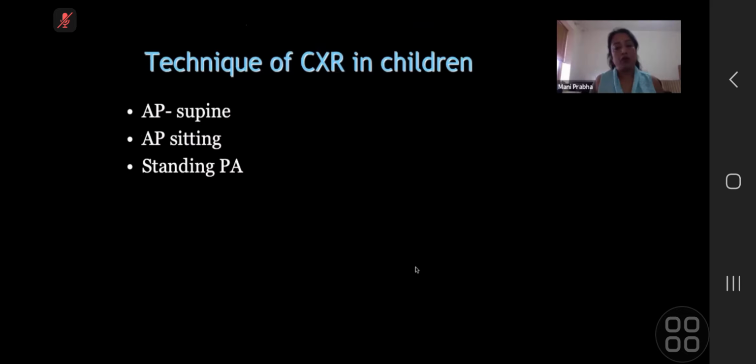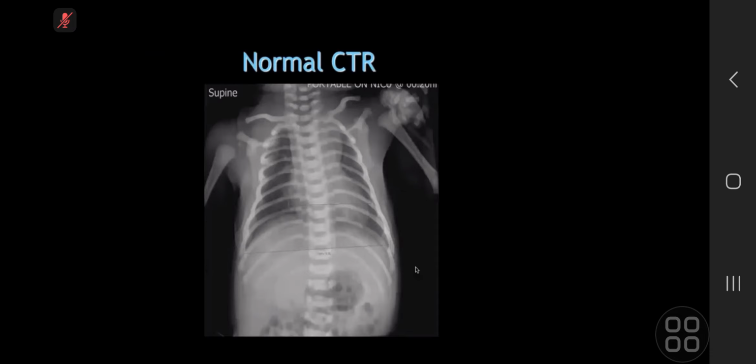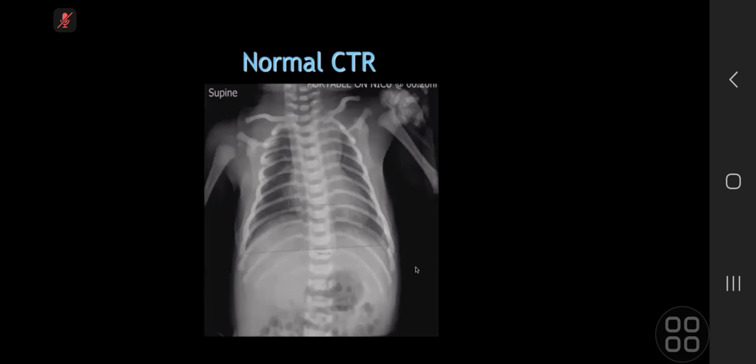So the technique of acquiring X-ray in children is different to that of an adult. AP supine is acquired when children are unable to sit up, AP sitting when they can sit, and standing PA when they are able to stand. Therefore, the appearance of mediastinum varies with age and how the X-ray has been acquired. Normal cardiothoracic ratio in children can be more than 50%, and it can sometimes be up to 60% also if they have not taken a deep breath.